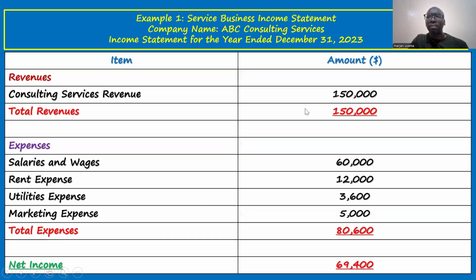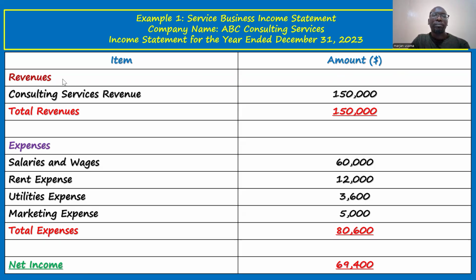Now, for example, we only look at one example. Always you'll have the revenues. When you're preparing an income statement, you normally have the name of the business. For example, the company name, ABC Consulting Services. Then the period needs to be there. The income statement for the year ended, it has to be there. Now you have the items in one column and the amount.